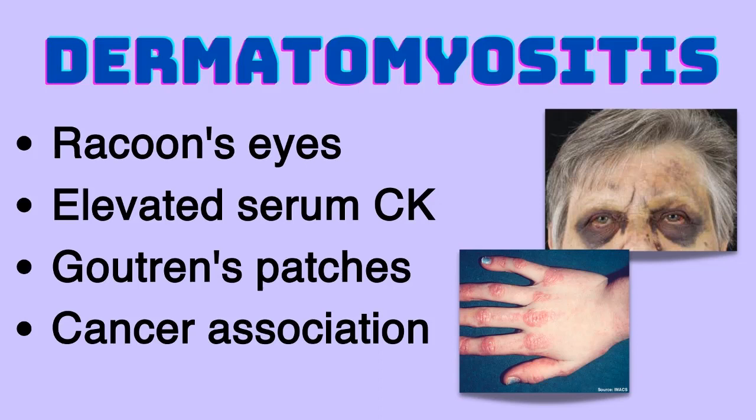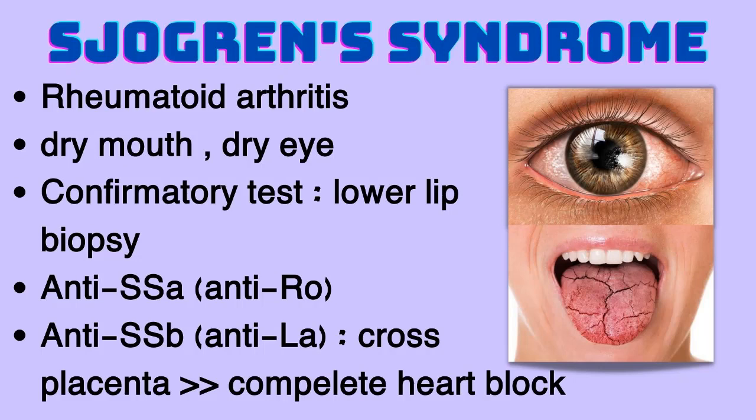We already talked about Sjogren's syndrome in the context of rheumatoid arthritis: antibodies that destroy minor salivary glands, causing dry mouth, and lacrimal glands, causing dry eyes. This is a biopsy of the lower lip, which is a confirmatory test, I might add, looking to see if there's an inflammatory reaction destroying the minor salivary glands, and you can see all these lymphocytes there. That would be considered a confirmatory diagnosis. Sjogren's syndrome. The antibodies are anti-SSA, anti-SSB.